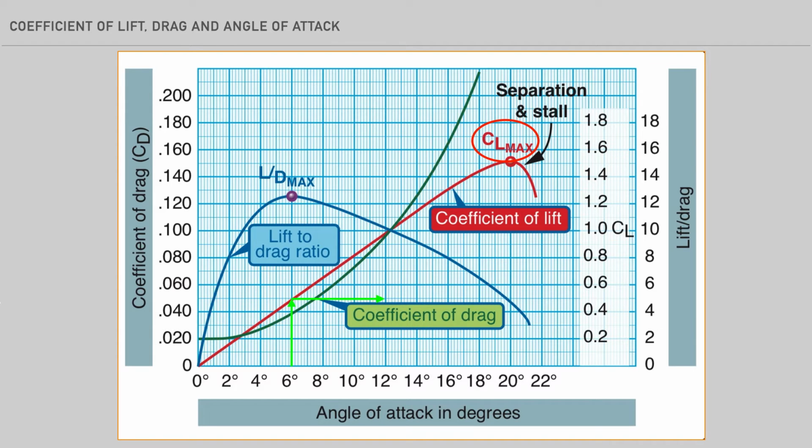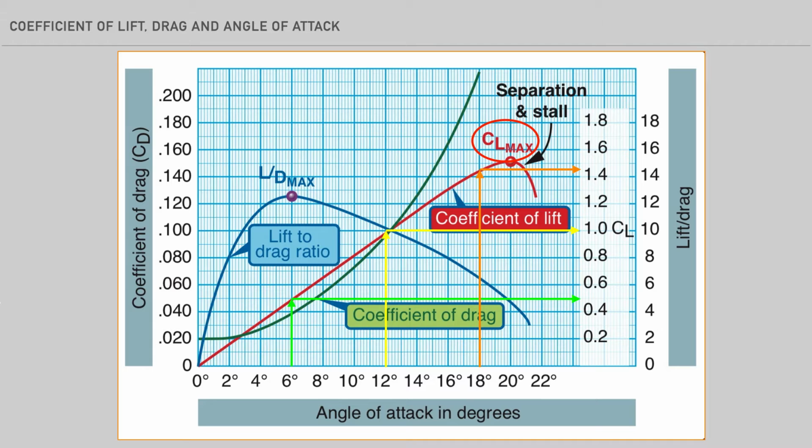For example, at an angle of attack of 6 degrees, the coefficient of lift is approximately 0.5. If we double our angle of attack from 6 degrees to 12 degrees, the coefficient of lift also doubles to 1.0. If we were to triple the angle of attack from 6 degrees to 18 degrees, the coefficient of lift would increase to just below 1.5. Note the relationship towards the higher angles of attack is not perfectly linear.